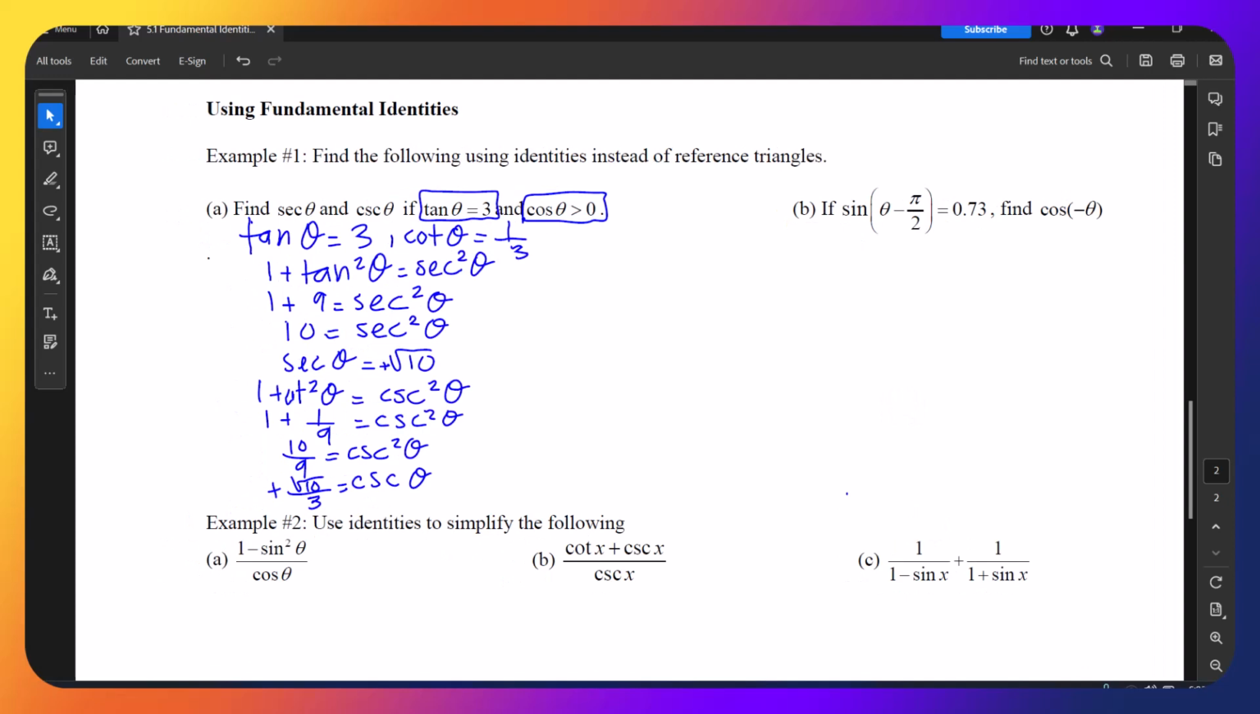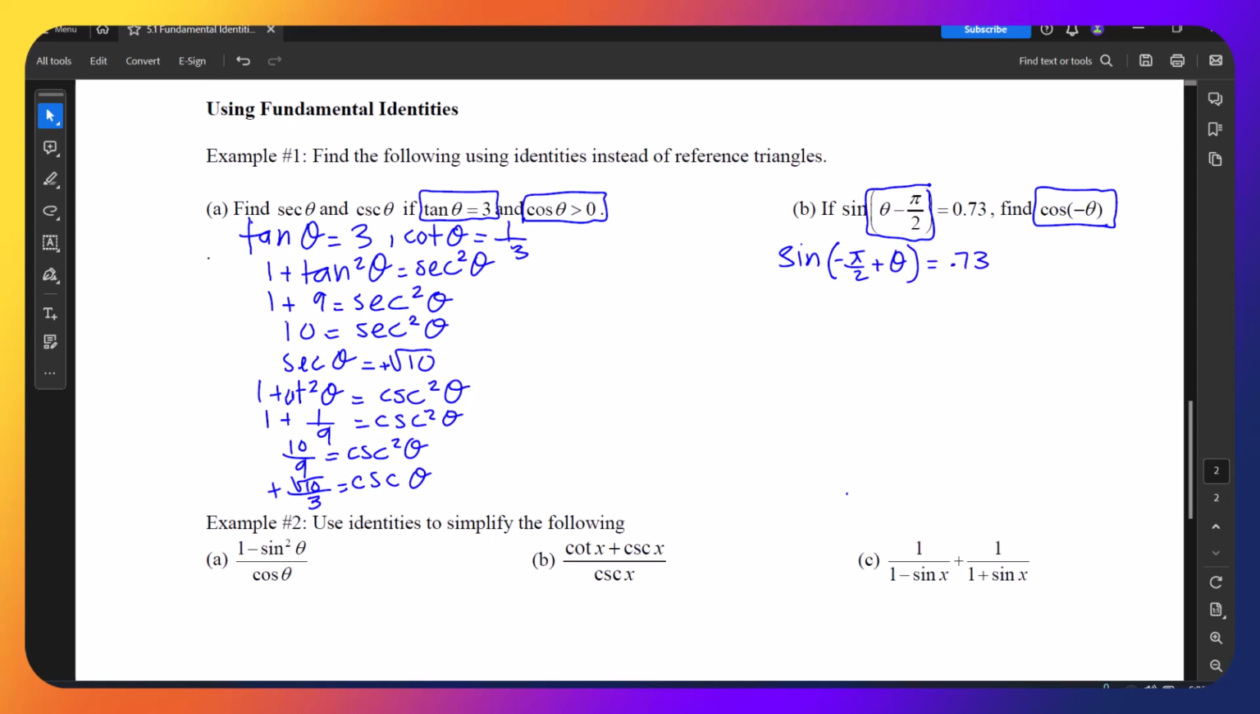Moving forward to letter B, we are given that sine of theta minus pi over 2 is equal to 0.73. We're being asked to find cosine of negative theta. I'm going to look at this part right here first. I see the idea of complementary in a way, but it needs to be manipulated a bit. So we're going to start with sine of, and I'm going to rewrite this as negative pi over 2 plus theta by swapping the two terms, and that's still equal to 0.73.